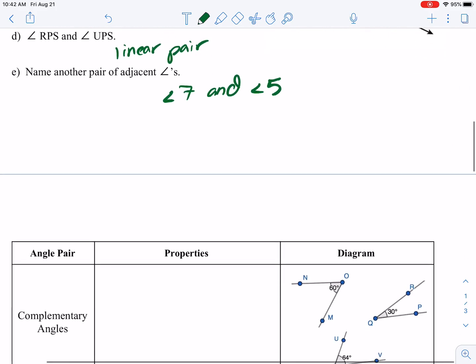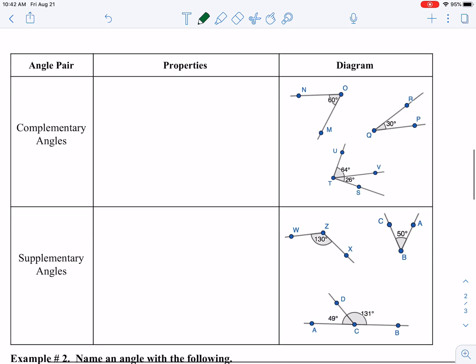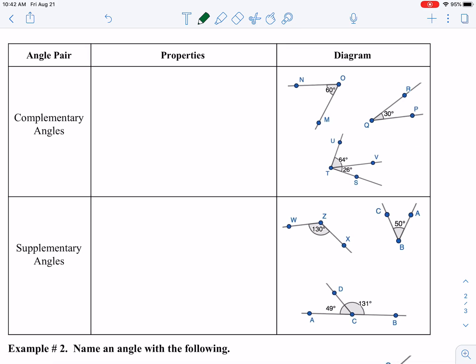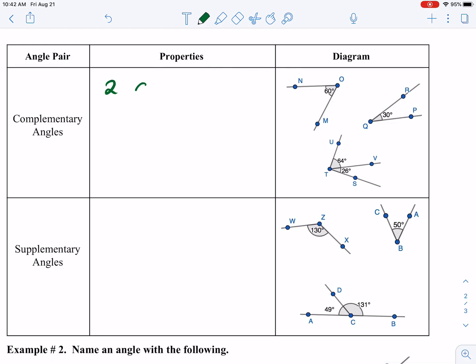Okay, moving on. Two last angle pairs that have a relationship just on their measure. So complementary angles. Complementary angles are two angles whose measures have a sum of 90 degrees.